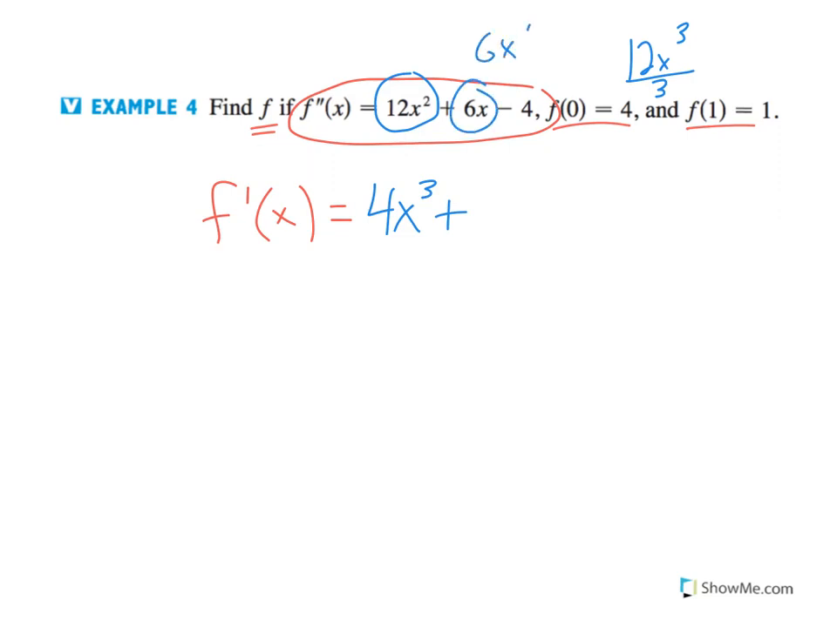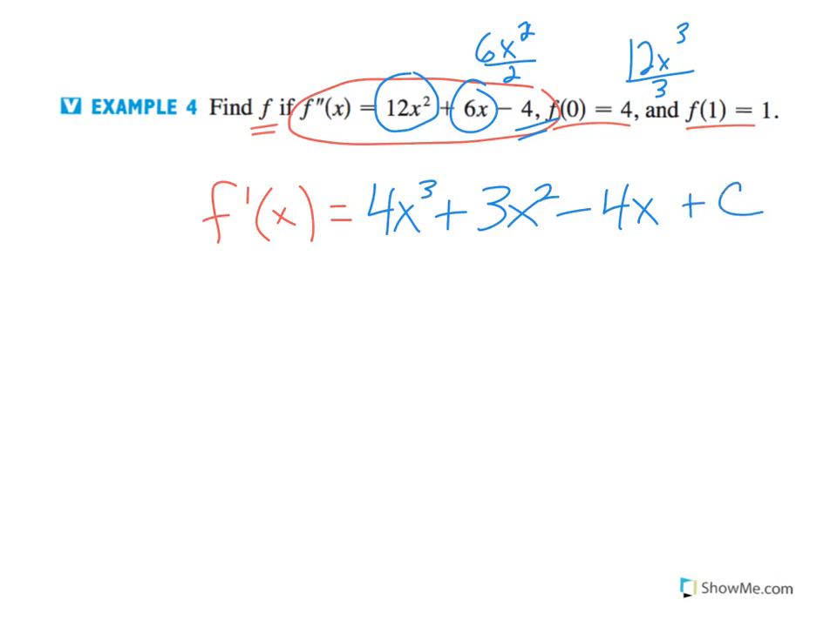If you think of that as 6x to the first, I'd add a power of 2, but don't forget you're dividing by 2 for reverse power rule. So that becomes 3x squared. And then the antiderivative of any coefficient is always that number x. And then don't forget plus c.